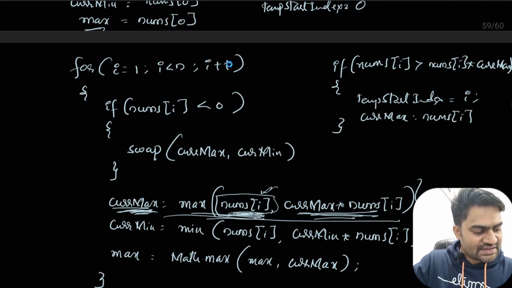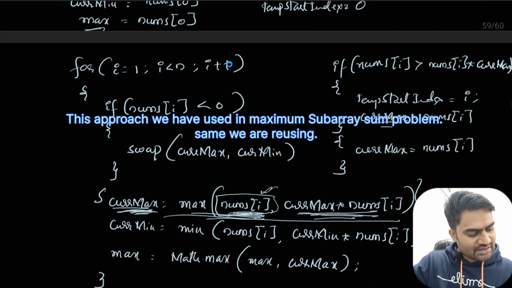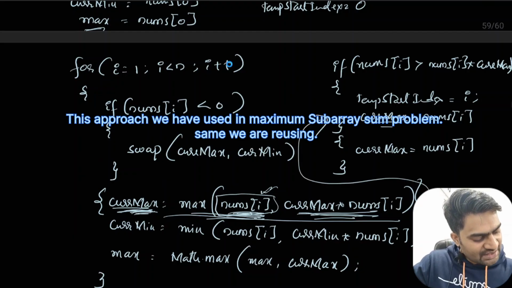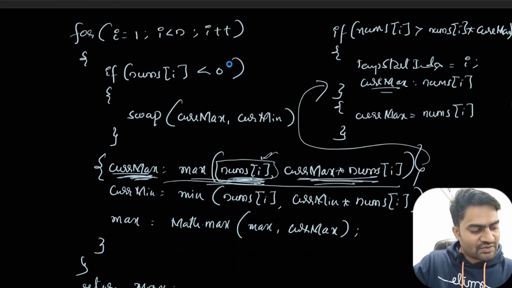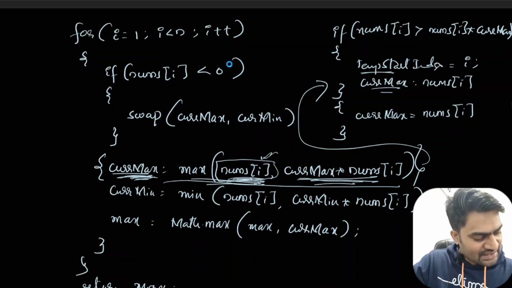If this is not the case, I will simply update my current max with nums[i]. So this is one update in place of this particular line. Here we are trying to get the temporary start index every time we encounter a 0. We will see that in an example.